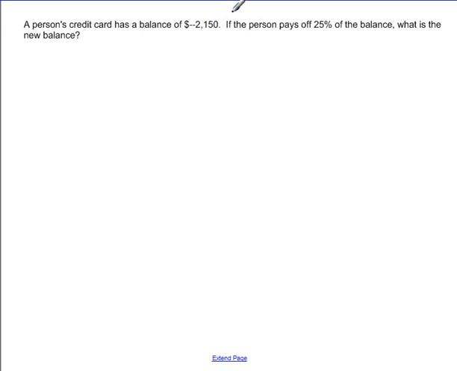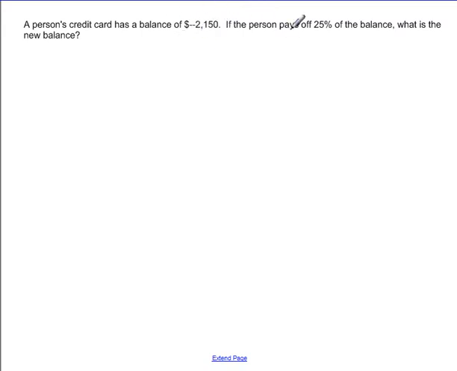A person's credit card has a balance of negative $2,150, so they owe $2,150. If the person pays off 25% of the balance, what is the new balance? And since we're working with signed numbers, we're going to keep in mind positives and negatives as we do this. We're really going to be thoughtful about how we do that.